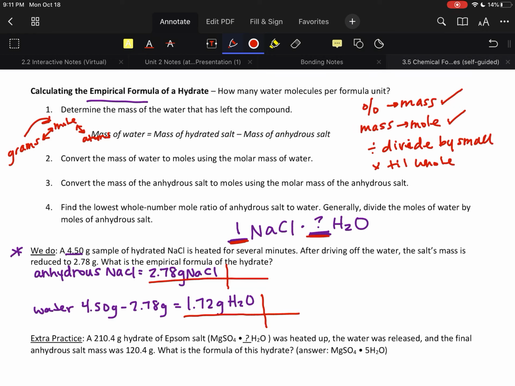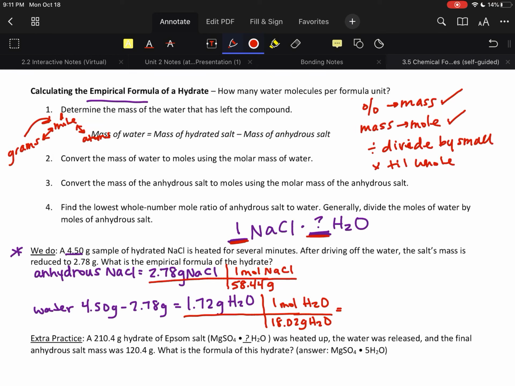So sodium is 22.99. Chlorine is 35.45. When I add those up, I get 58.44 grams. And notice I put it on the bottom so that my grams cancel out. And then on the top, I'm going to put 1 mole, right? Because my grams are always equal to 1 mole. I'm going to do the same thing with water. So I'm going to add up my water. Okay, so my grams cancel.